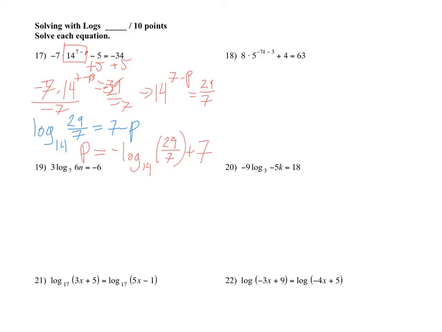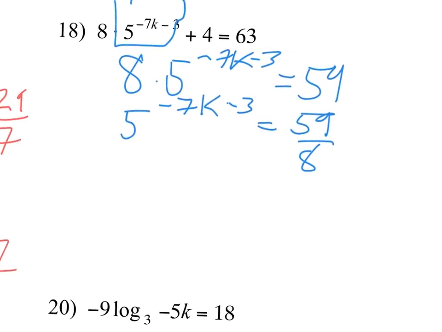For number 18, similarly, I'm going to get that exponential piece by itself first. To do that, I'm going to subtract 4 from both sides. So we get 8 times 5 to the negative 7k minus 3 is equal to 59. If I divide by 8, we get 5 to the negative 7k minus 3 is equal to 59 over 8. Actually, I'll zoom in so I have a little more room.